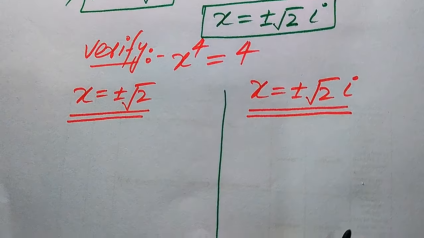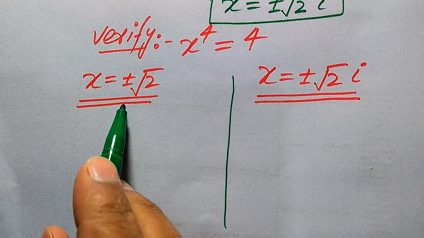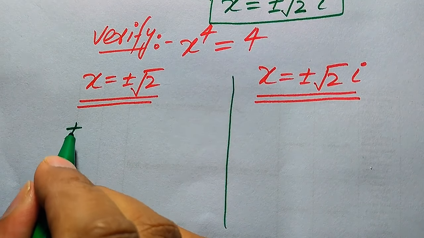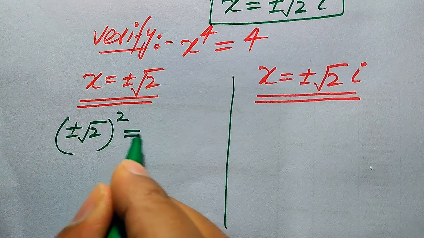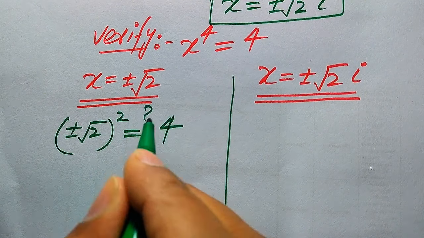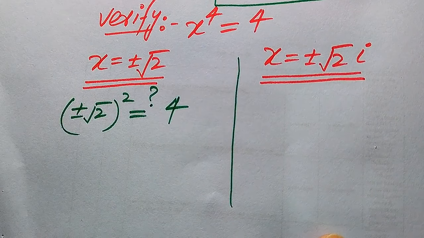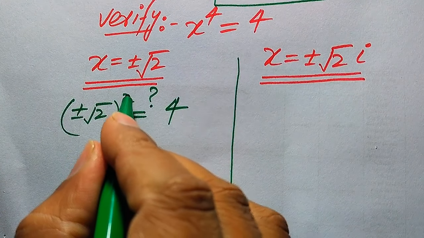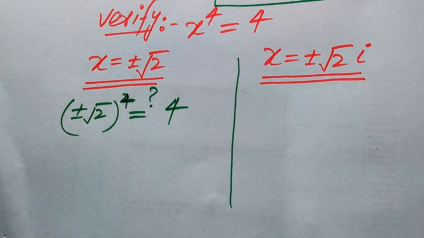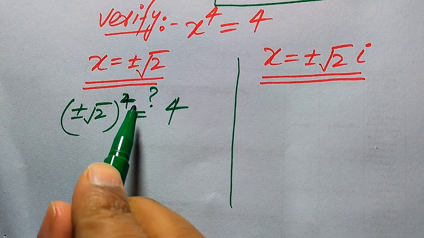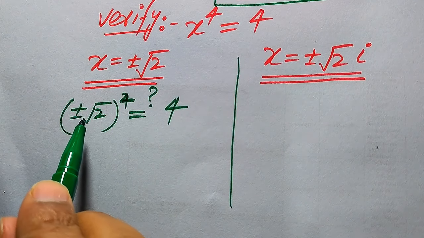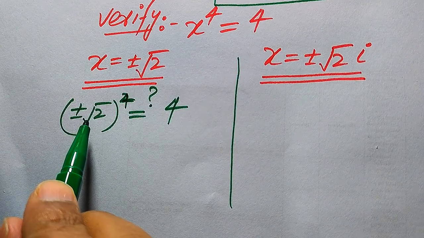So first we verify plus or minus square root of 2. We put this value into the left hand side, and it becomes plus or minus square root of 2 to the power of 4, and this is our claim: is it equal to 4 or not? You know that when the base is negative and its exponent is an even number, the negative sign always becomes positive.